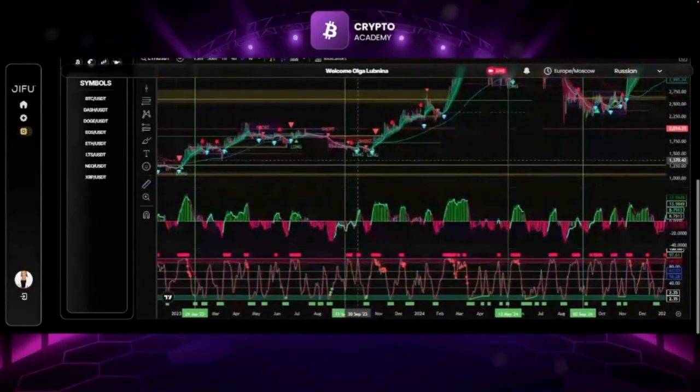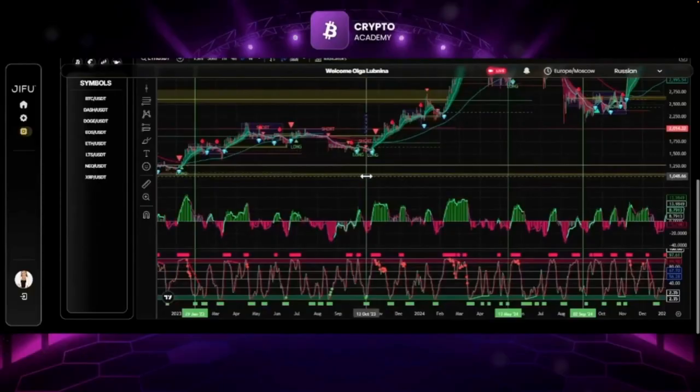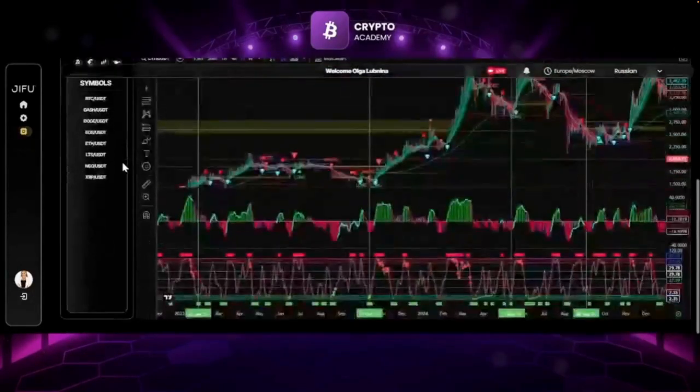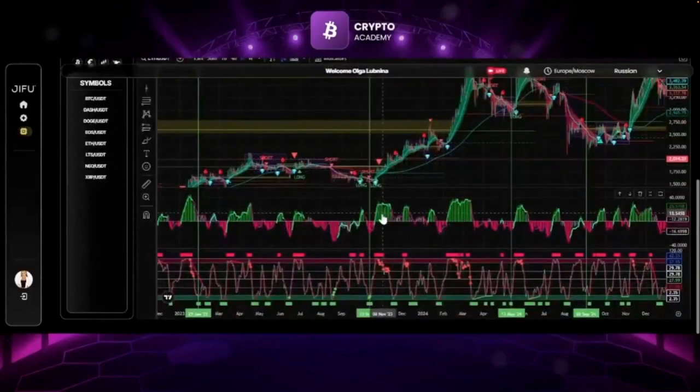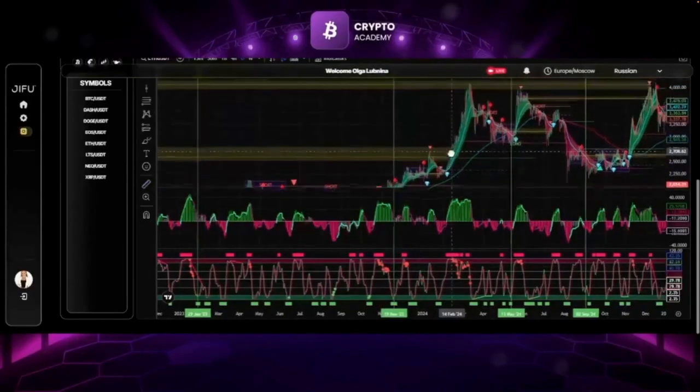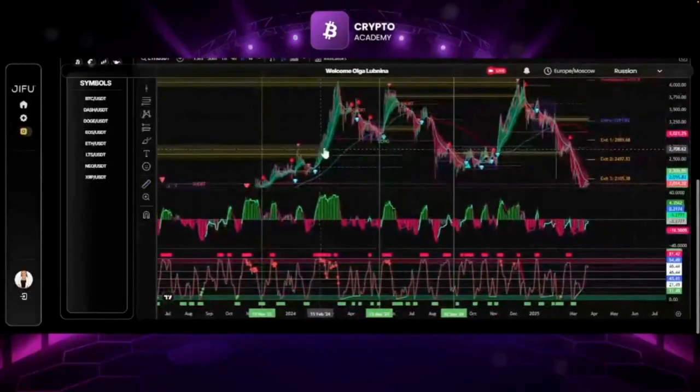Next, we got a signal. We got a pullback, but we also received an opposite signal. We don't take such a signal. We wait for the next one, a pullback, and such a signal suits our conditions. And we get the result.